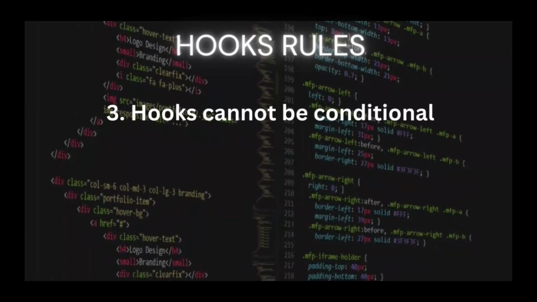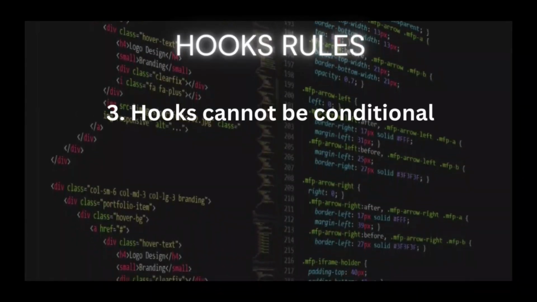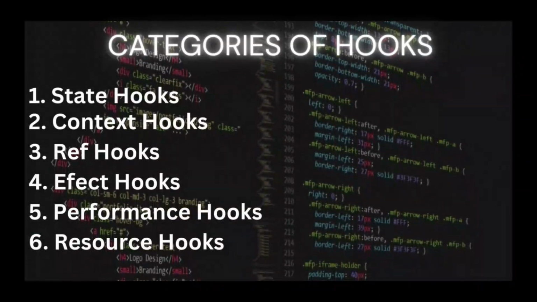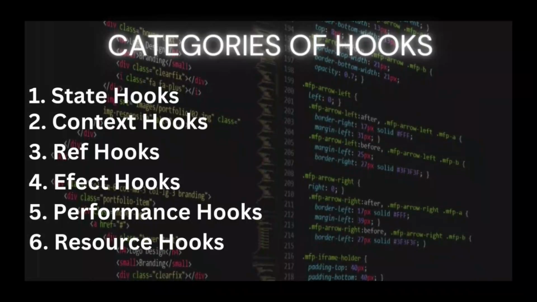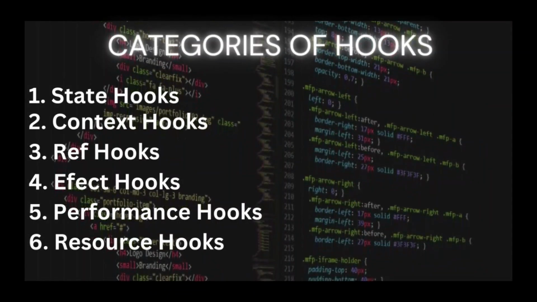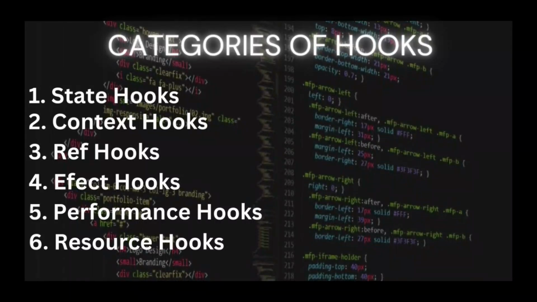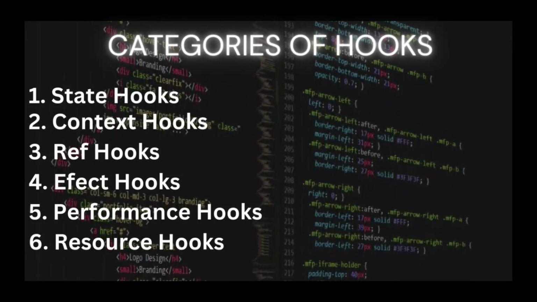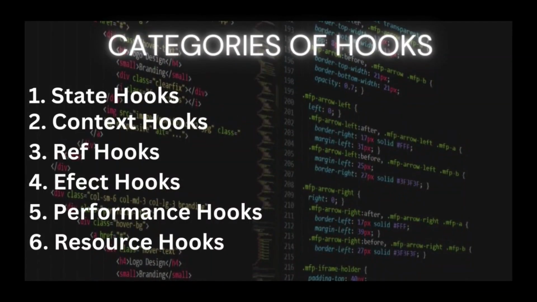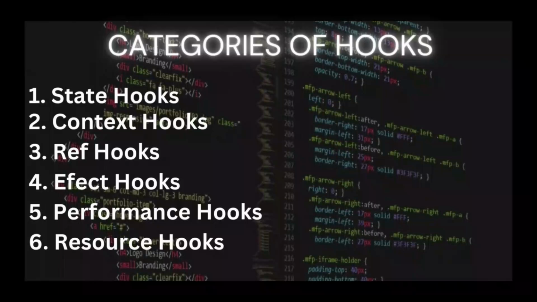So there are many hooks in React. There are a lot of them, and I'm going to group them into 7 categories. The first category is state hooks. The second category is the context hooks. The third category is the ref hooks. The fourth category is the effect hooks. The fifth category is the performance hooks. The sixth category is the resource hooks. And then we'll have other hooks and custom hooks.